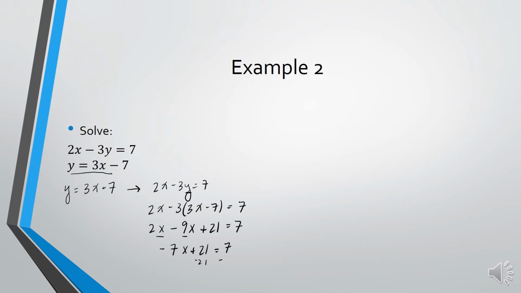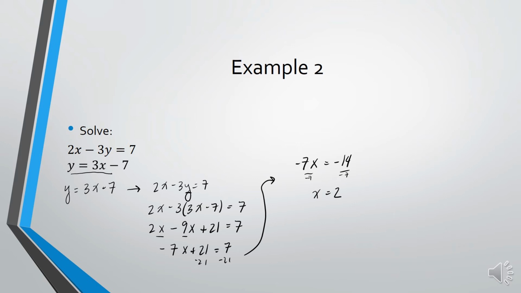Then I'll subtract 21 from both sides, and I'll continue over here. So I get negative 7x equals negative 14. And then I'll divide both sides by negative 7. So x is equal to 2, which is half of our answer.